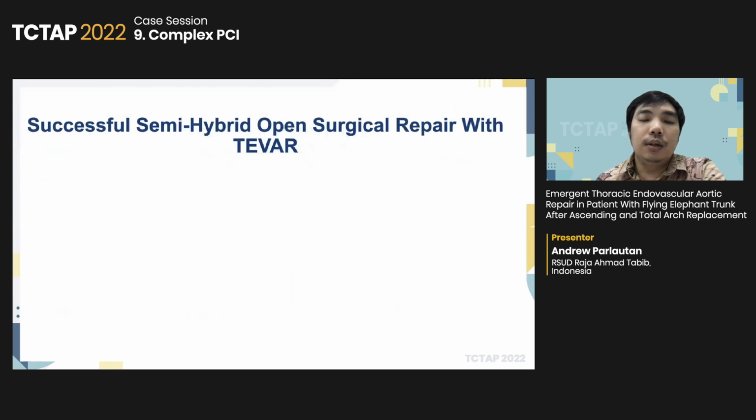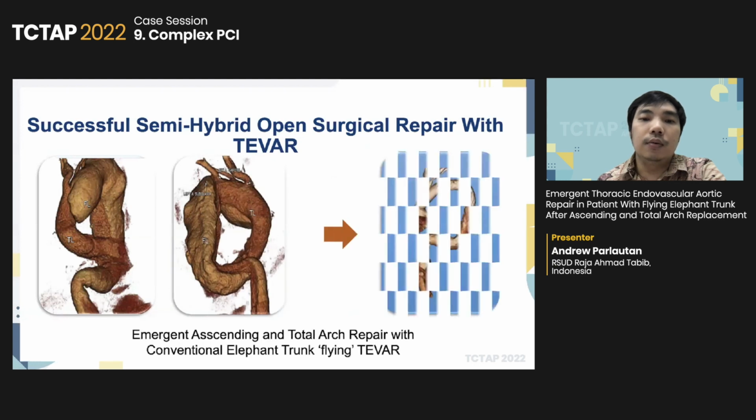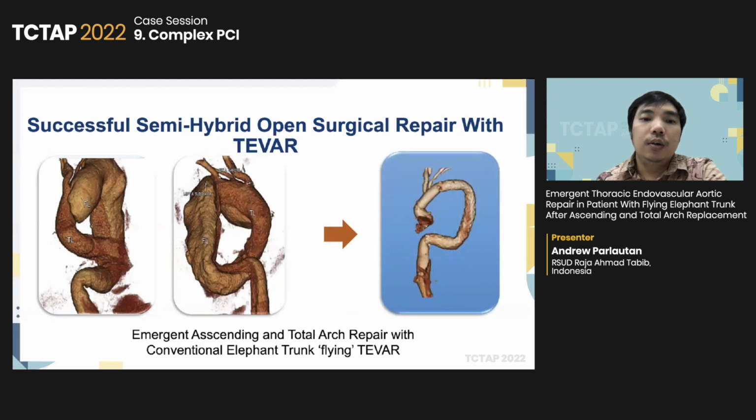After that, we did the CT angiography, and we can appreciate that it was a successful procedure with the emergent ascending and total arch repair with the conventional elephant trunk, the very mobile elephant trunk, and this is the final result. I think it's a quite good result.